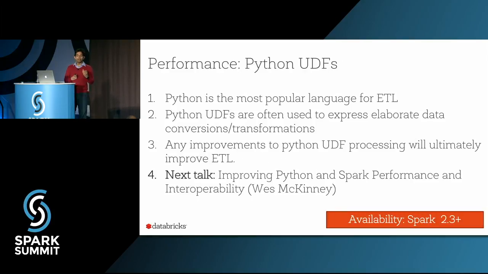And finally, Python UDFs. Python, as you know, is the most popular language for doing ETLs. Python UDFs are often used to express these elaborate data conversions and transformations in your ETL pipelines, which means that any improvements to Python UDF processing will ultimately improve ETL. As part of this, in Spark 2.0, 2.1 and 2.2, we have been working on adding a lot of support around Python UDF chaining, spilling, and things like that.